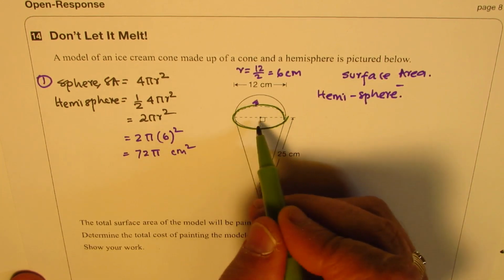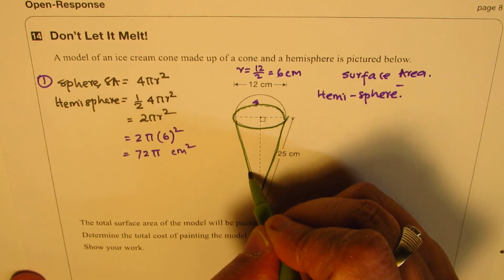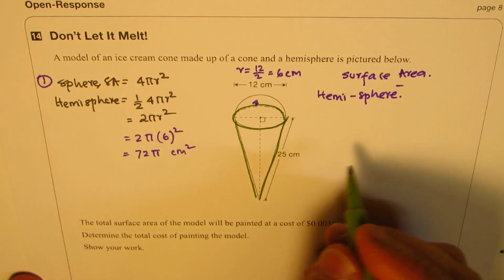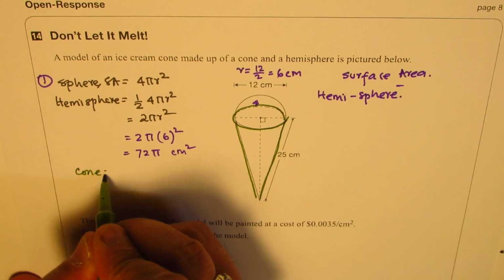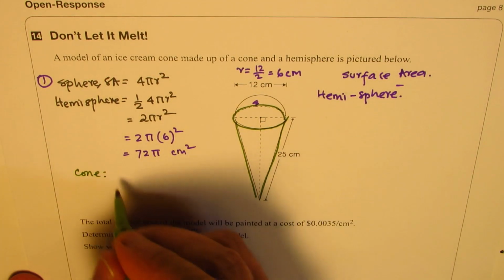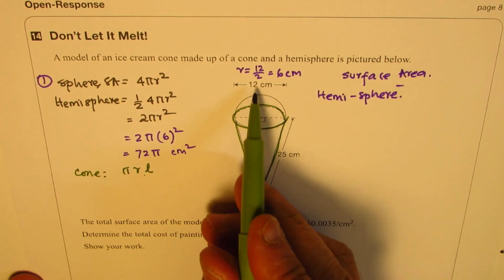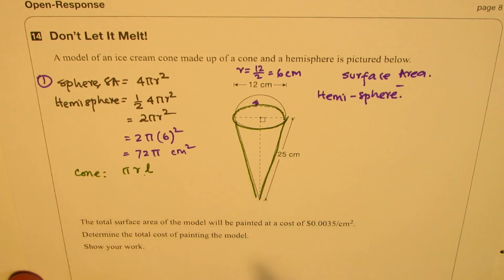Now in the cone, this part is open. We are looking into the lateral area, right? So the lateral area of the cone is how much? For the cone, it is pi r L. That is the formula. Pi r L, where radius is 6 and L is 25.